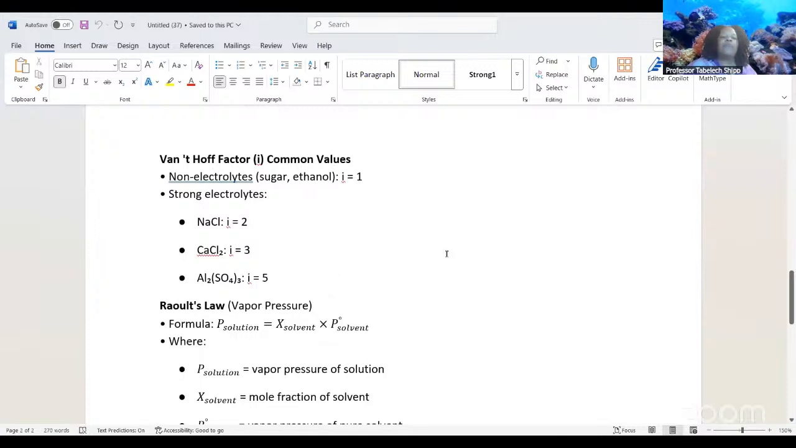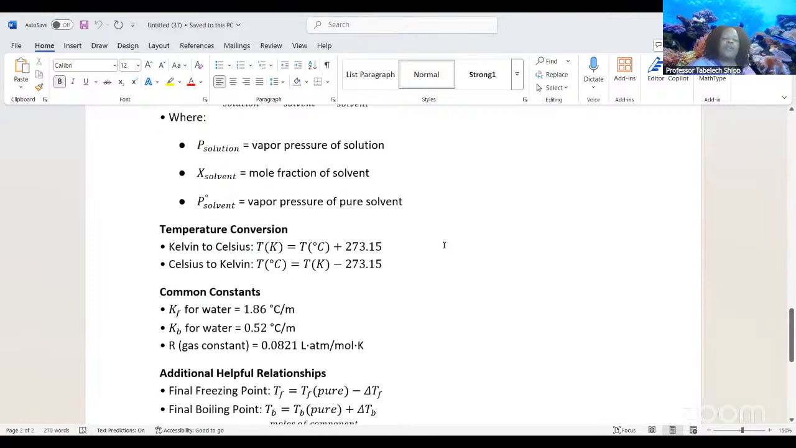I did mention something about the Van't Hoff constant or the factor. We'll talk about this later on as we go through some of those different examples here.